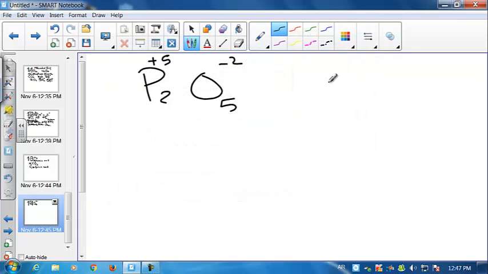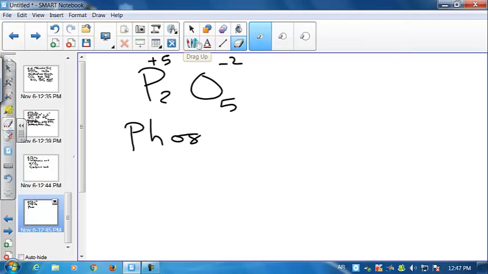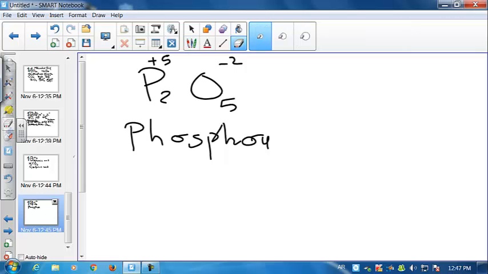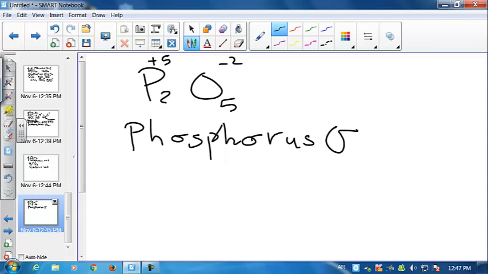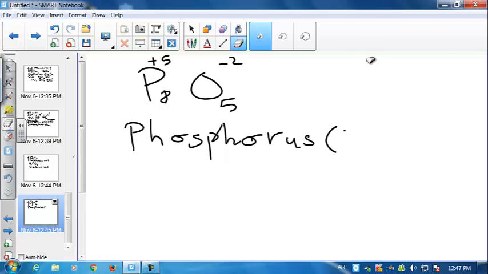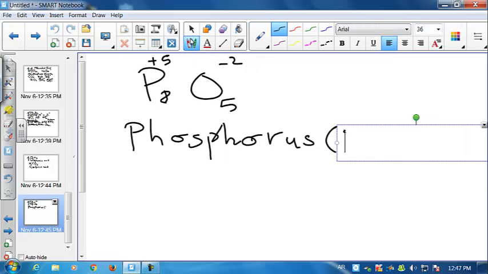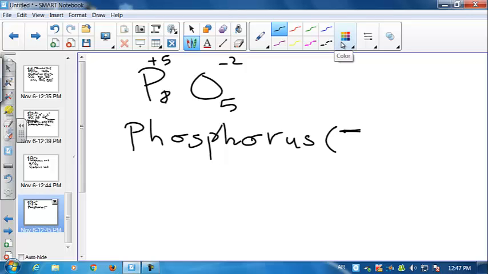Can he ask me to make it in a stock system? Yes, it is the same story. So this is phosphorus, and here the valency of the phosphorus is positive 5. So phosphorus(V) oxide.